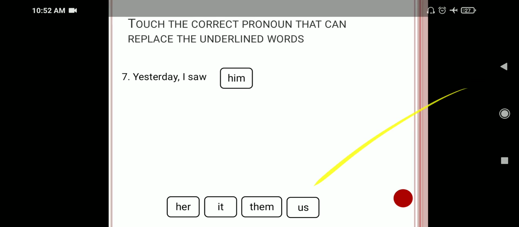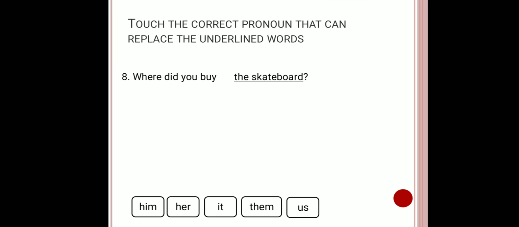Excellent. Super. Let's continue. Where did you buy the skateboard? The skateboard is something, right? And it's at the end of the sentence, so I have to use an object pronoun to refer to it as a something. So where did you buy? I cannot say him, because him refers to a boy, her refers to a girl. So I have to use it. Where did you buy it? And it here is an object pronoun.